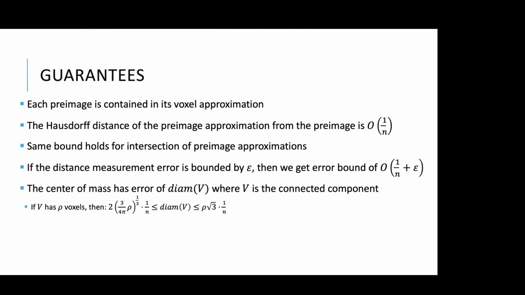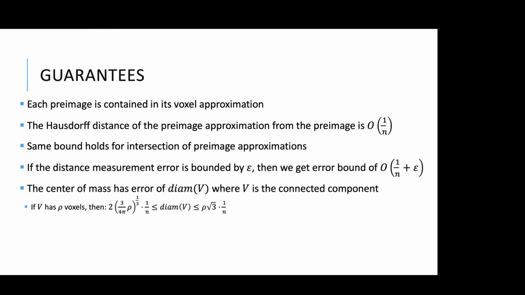So now, instead of knowing that the point is inside some voxel, we know it's inside a connected component. So the error is actually bounded by the diameter of that connected component, right? It's kind of trivial because of the definition of the diameter. And what we can say about the diameter is that it's bounded from above by a very trivial bound.